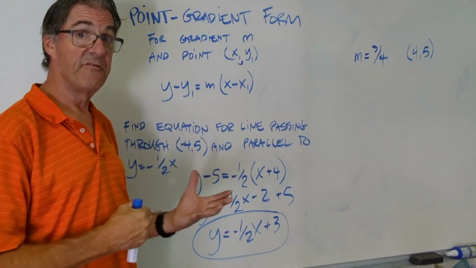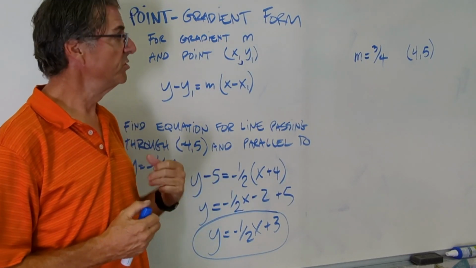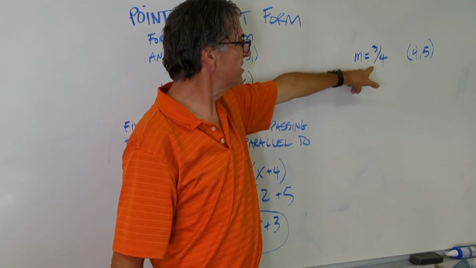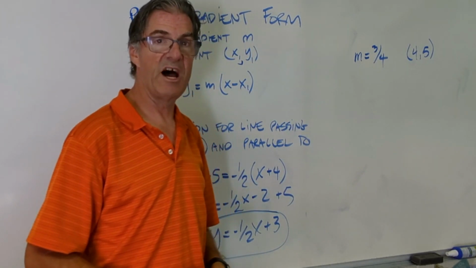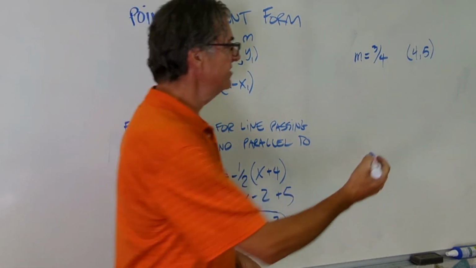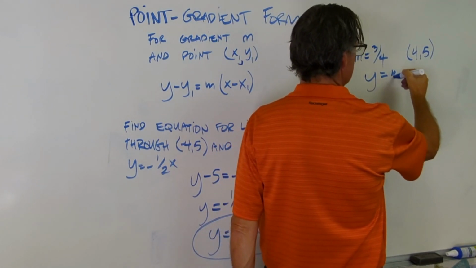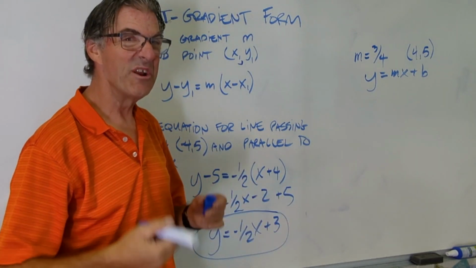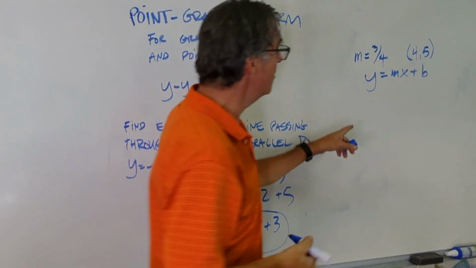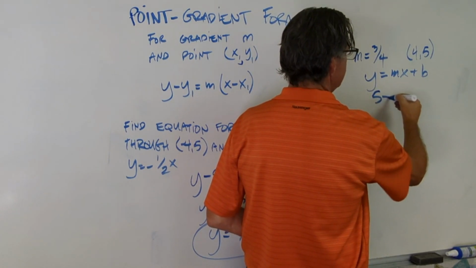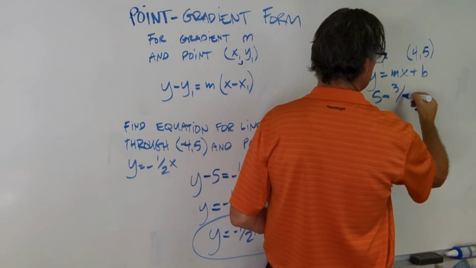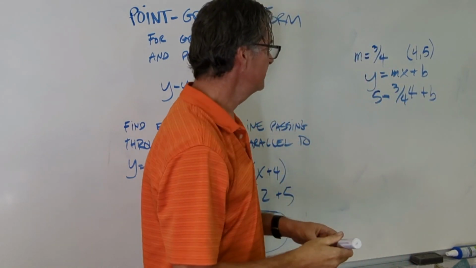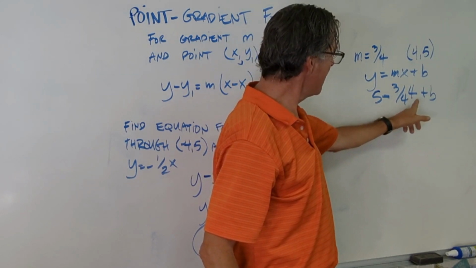Okay, I want to show you another variation on finding a line equation when you're given a slope and a point. So check this out. Here's a different problem. My slope is 3/4 and it goes to the point (4, 5). So what I can do is start with this form, y equals mx plus b. Now, I don't know b, but I know enough to find b. I know that the y value, which is 5, is going to equal the slope times the x value plus b.